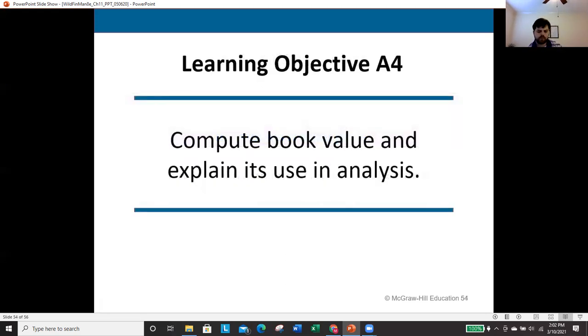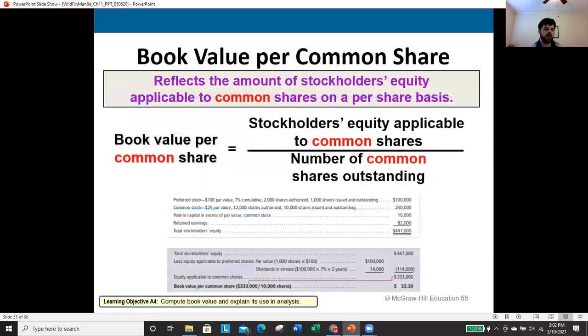And finally, our last area that we want to look at is called book value per common share. So in this case, we will take my stockholders' equity that is applicable, notice, to common shares divided by my common shares outstanding. So the first thing we have to do is figure out, well, what on earth is my total stockholders' equity amount? That seems like it might be a good place to start, so why don't we start there? Well, my total stockholders' equity in this case is $447,000.